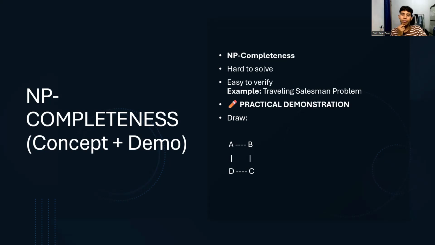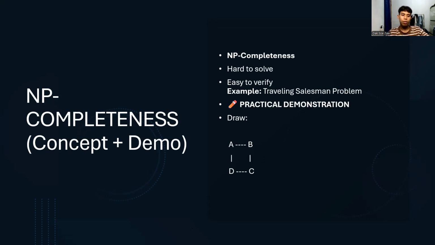A famous example is the traveling salesman problem. The goal is to visit all cities exactly once, not twice, only one time, and return to the starting city using the shortest route. If I go with four cities, as you can see here, A, B, C, D, there are already many possible routes. As the number of cities increases, the number of routes grows extremely fast, right?